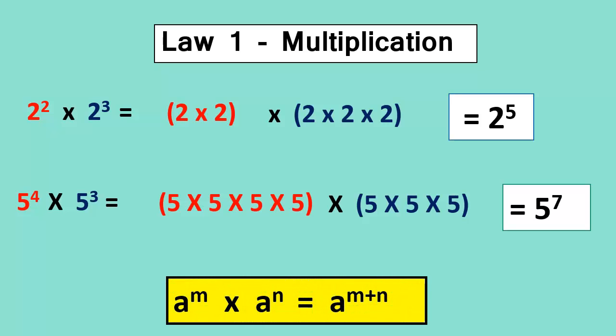I can summarize the rule: a raised to m into a raised to n. When the bases are the same and there is a multiplication, we add the powers, that is a raised to m plus n.